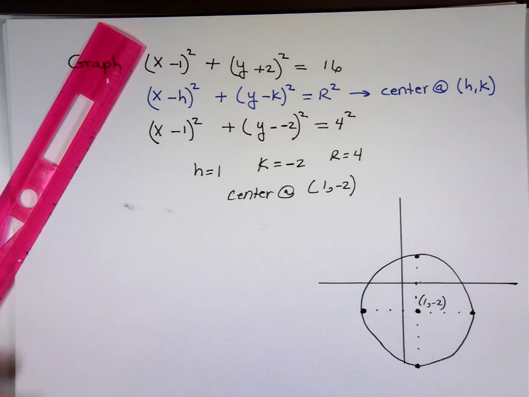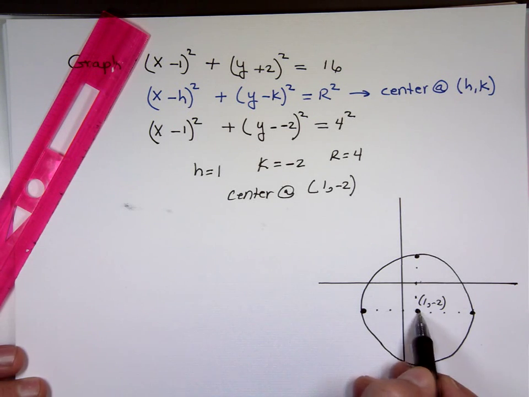And the radius is 4. The distance from the center to any point is 4. So I usually go left, right, up, and down. That'll give me 4 points. I should be able to graph it with these 4 points.